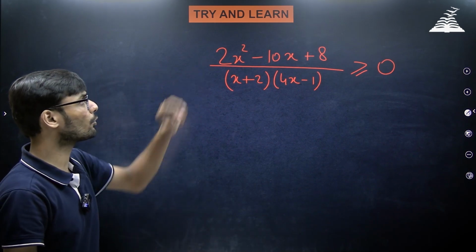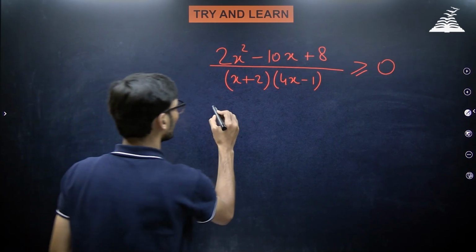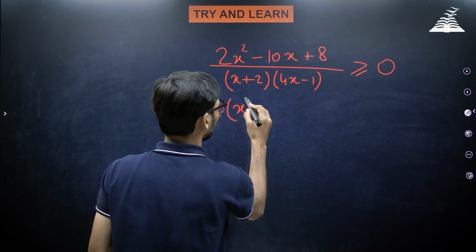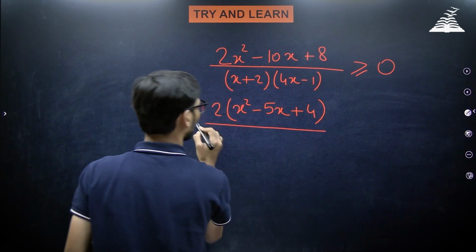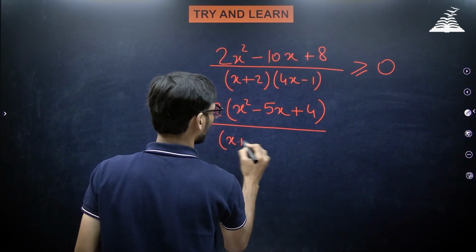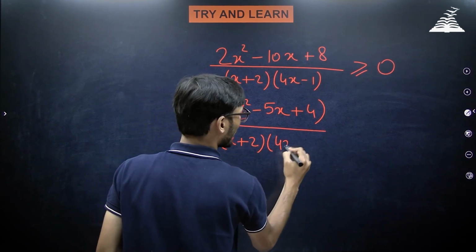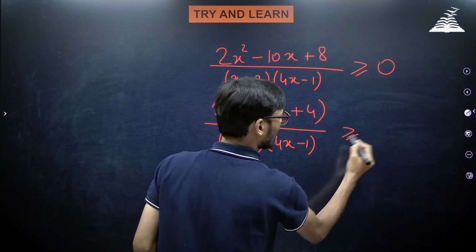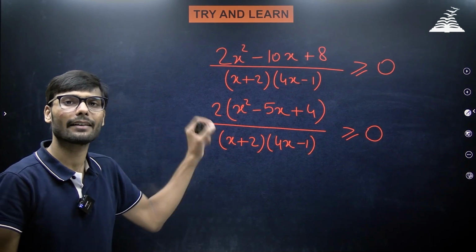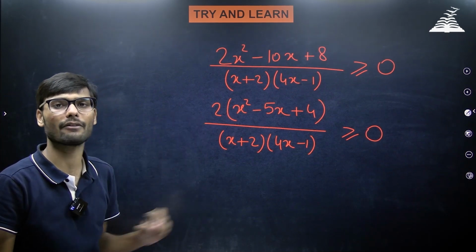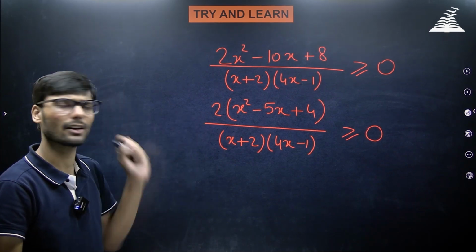Now you see 2 can be taken common from the numerator. If you do that, you will get 2 times (x square minus 5x plus 4), whole divided by (x plus 2) into (4x minus 1), is greater than or equal to 0. That 2 is redundant here. It doesn't have any role at all, so we can ignore that.